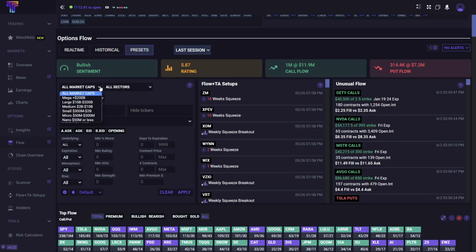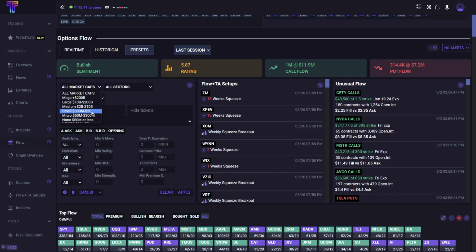Now, for people who are not familiar, market cap is the total value of the company, what it's worth on the corresponding trading market. You have mega caps, which are worth over 200 billion. Large cap, anywhere from 10 to 200. You have medium cap, worth 2 billion to 10 billion. Small cap, and so on and so forth.